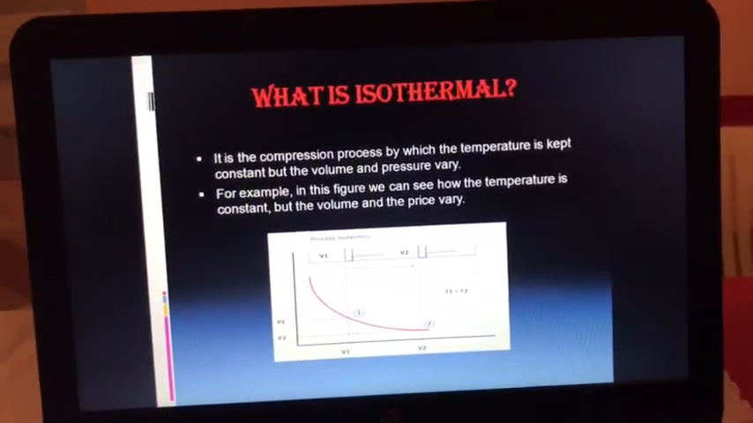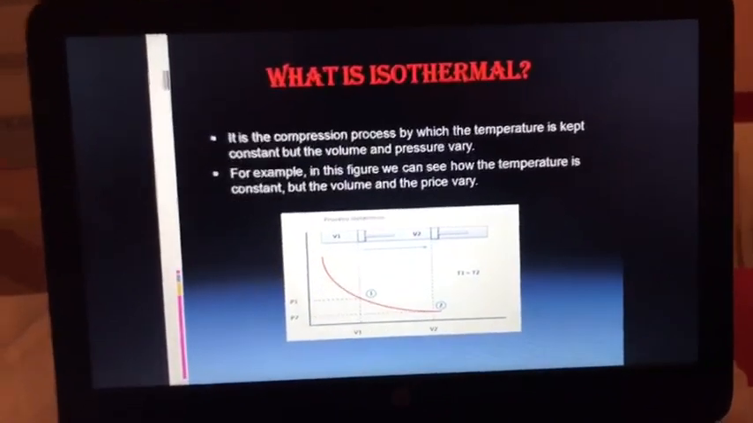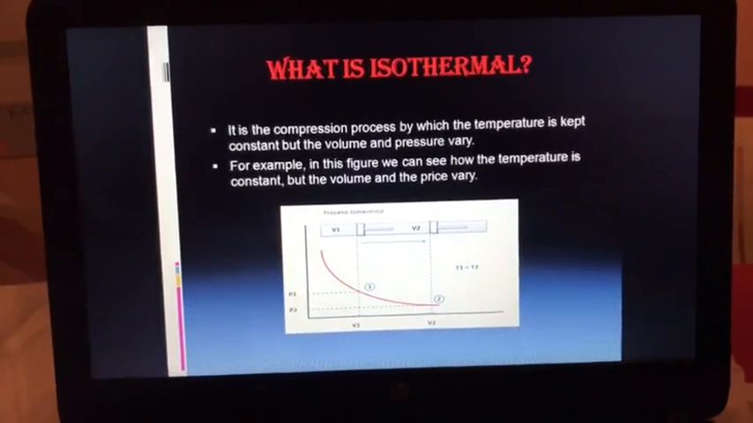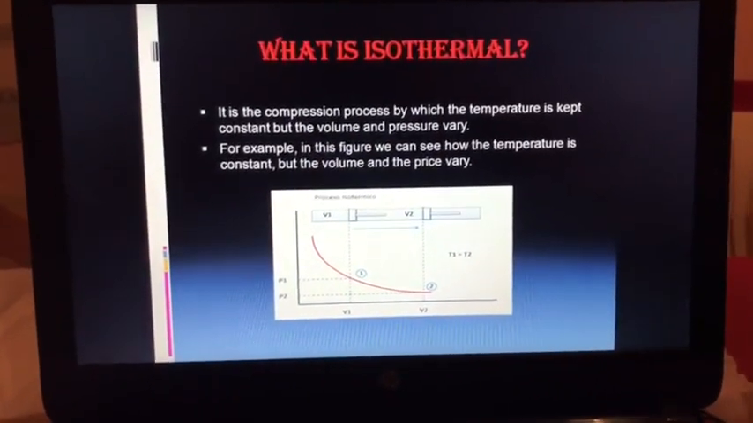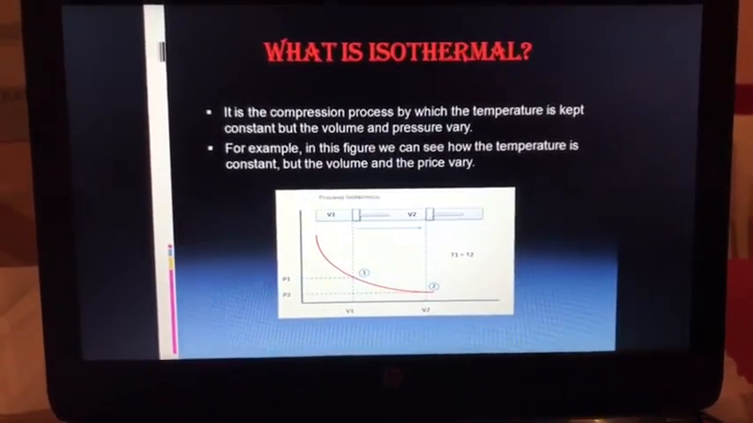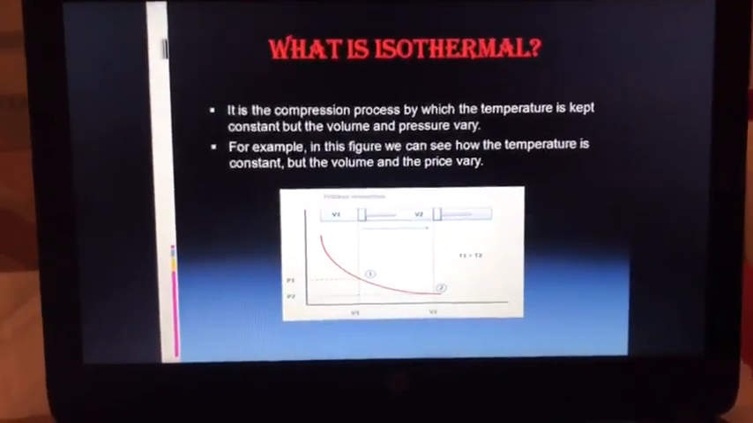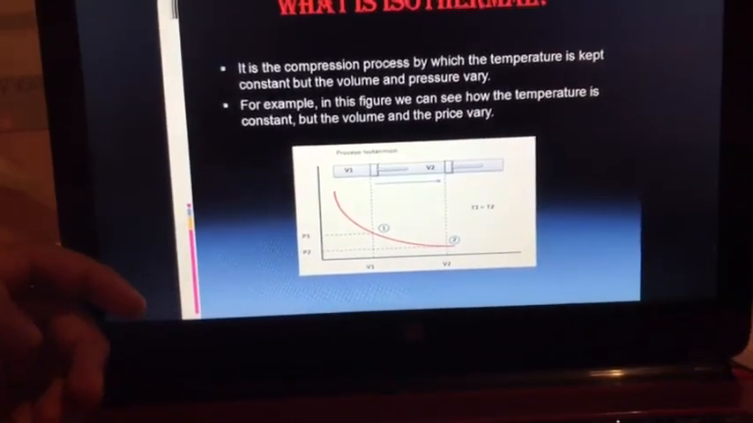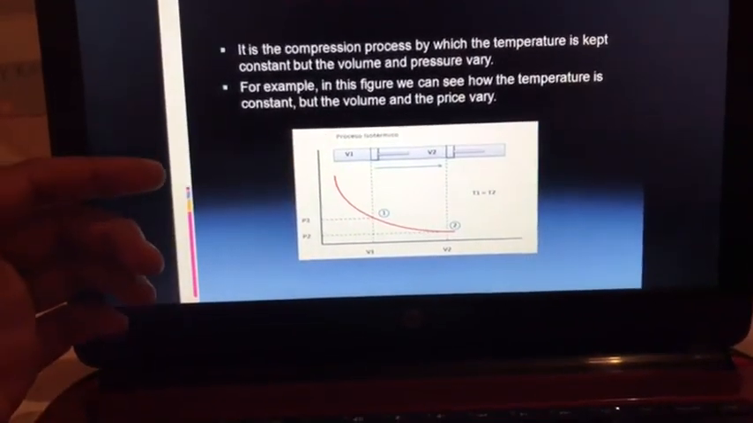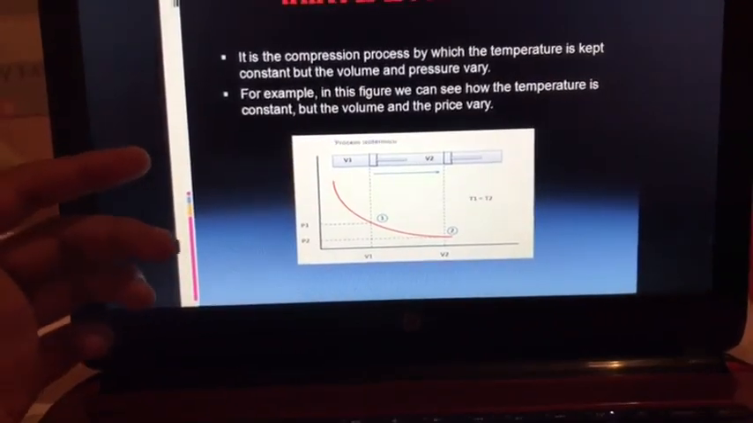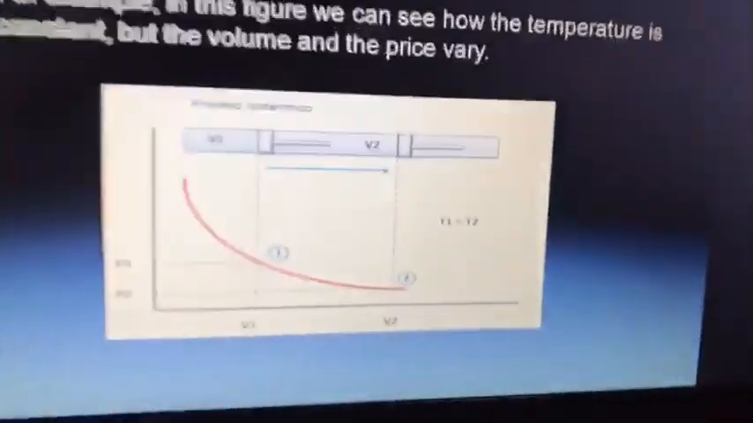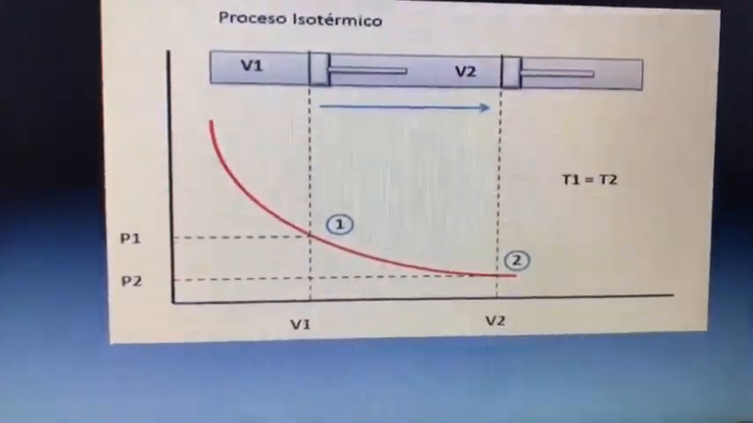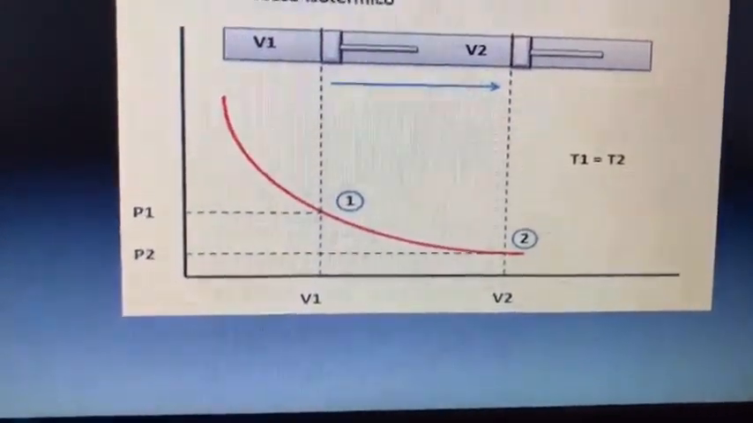The first concept is what is isothermal. It is the compression process by which the temperature is kept constant but the volume and pressure vary. For example, in this picture we can see how the temperature is constant, but the volume and the pressure vary. This picture represents the volume and the pressure.